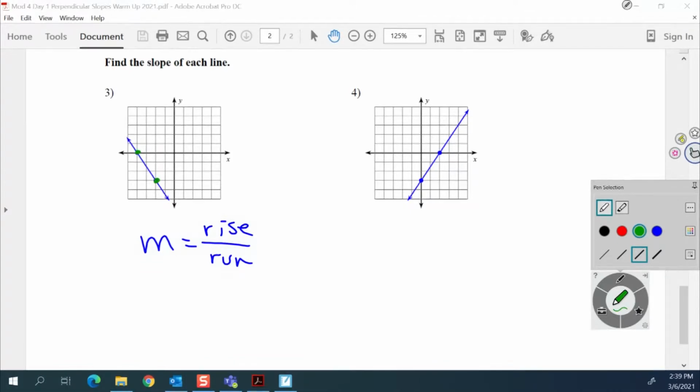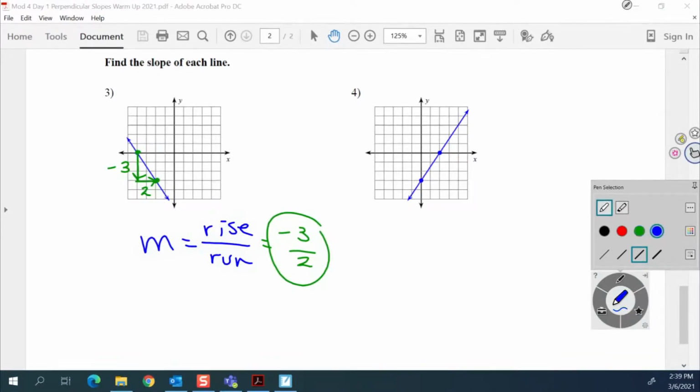So to get from the left point to the right point, let's say I go down first. You could do a run first, but I'm going to go down, and that's in the negative y direction, 3. So my rise here is negative 3, and my run is in the x direction, positive. It's a positive 2, so my run is 2, and I get a slope of negative 3 halves.